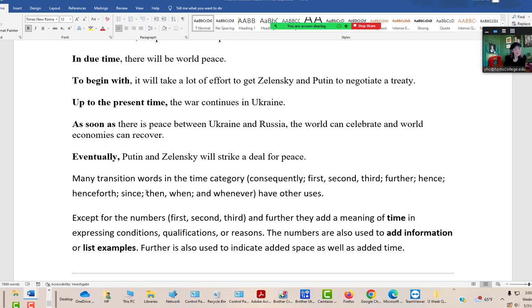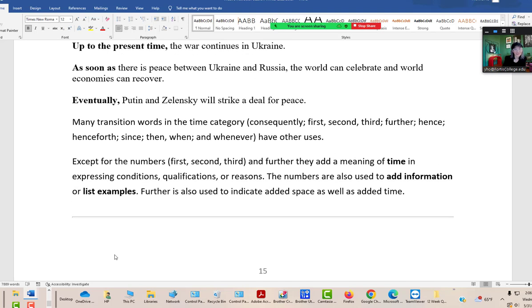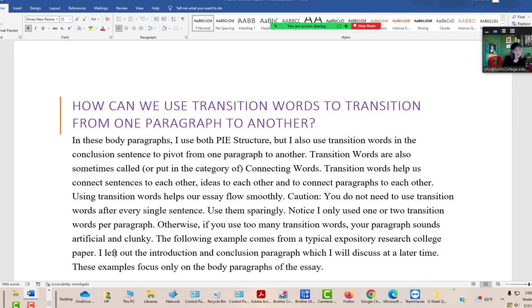And so many transition words in the time category, consequently, first, second, third, further, hence, henceforth, since then, when, and whenever, have other uses. In your case, you can use these transition words of chronology either in between your sentences in your body paragraphs or between your body paragraphs. Usually you just have about 2 or 3 transition words per paragraph. You don't have to have a transition word after every single paragraph because that would be way too choppy.